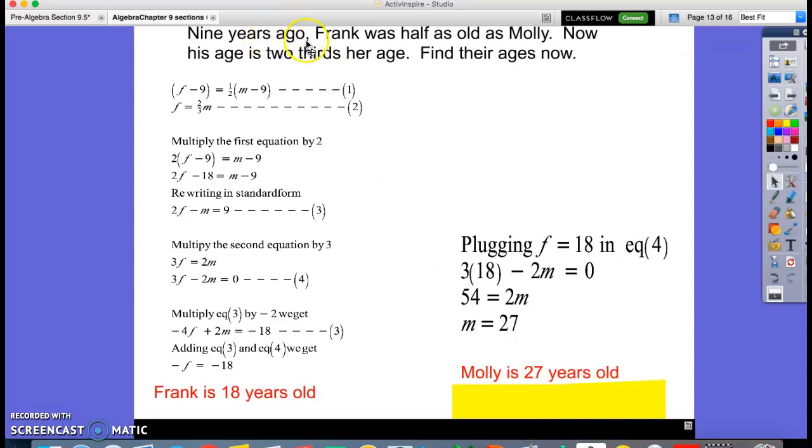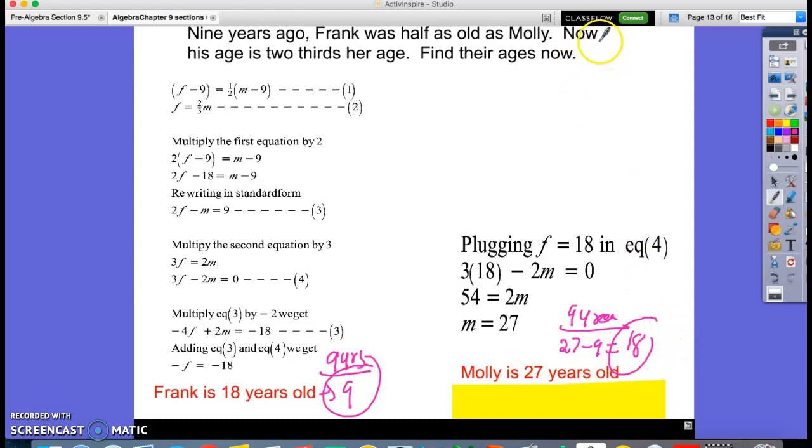It says 9 years ago Frank was half as old as Molly. So 9 years ago Frank is 9 years old, right? And 9 years ago Molly is 27 minus 9, which is 18, right? It says 9 years ago Frank was half as old as Molly. Yes, right? Frank is 9 and Molly is 18, so he's half as old as Molly.